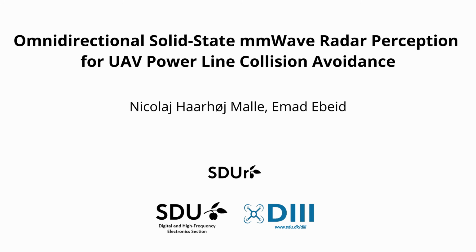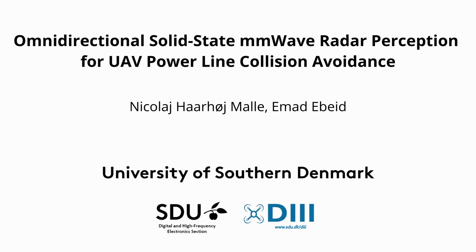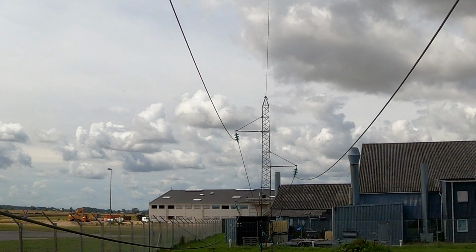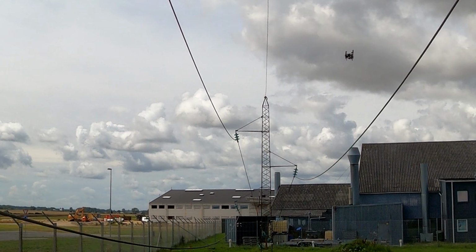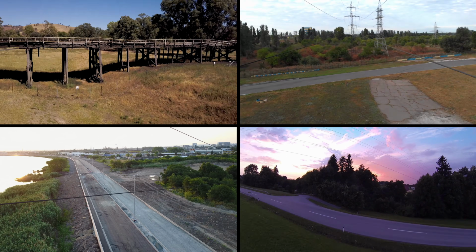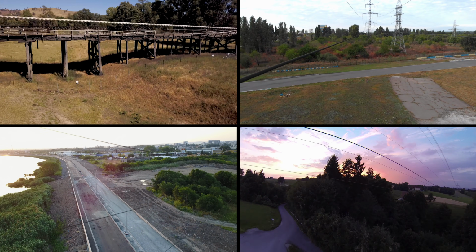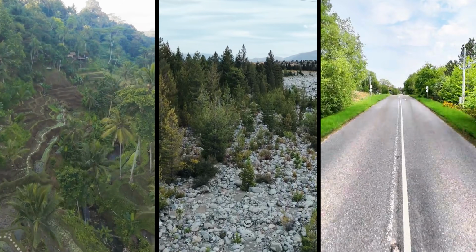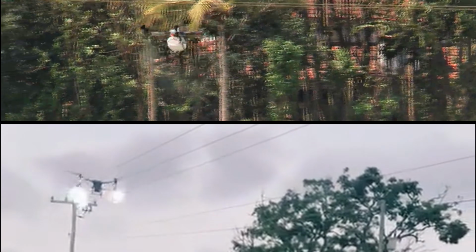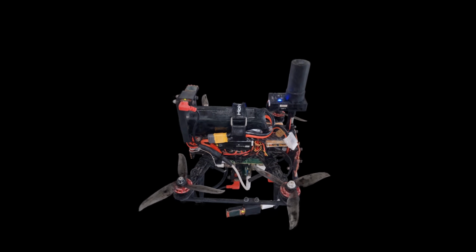This video presents our omnidirectional solid-state mmWave radar perception for UAV power line collision avoidance. The proposed system can detect power lines and thin wires from several meters away and avoid collision with them at high speeds. As UAVs become more common and the build-out of electrical power transmission infrastructure continues, the risk of collisions increases with the potential to cause disruptions to power distribution.